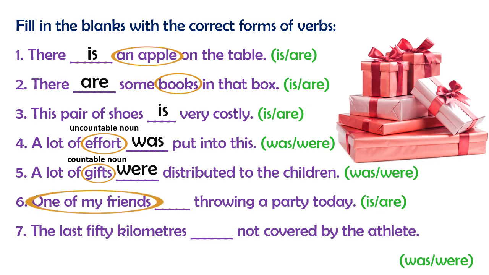Number 6. One of my friends. "One of my friends" means one friend. It's a singular subject, so it takes a singular verb after it. One of my friends is throwing a party today. Number 7. Subjects expressing time, distance and money always take a singular verb. The subject, the last 50 kilometers, expresses distance, so it takes the singular verb "was." The last 50 kilometers was not covered by the athlete.